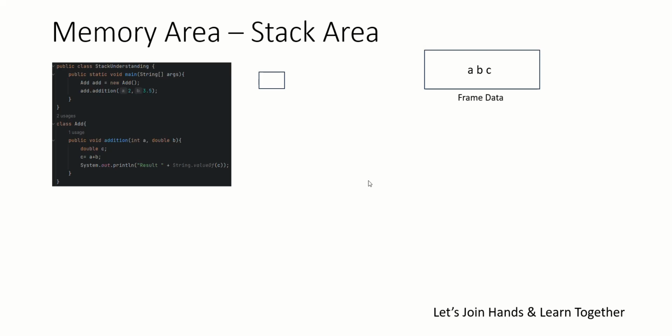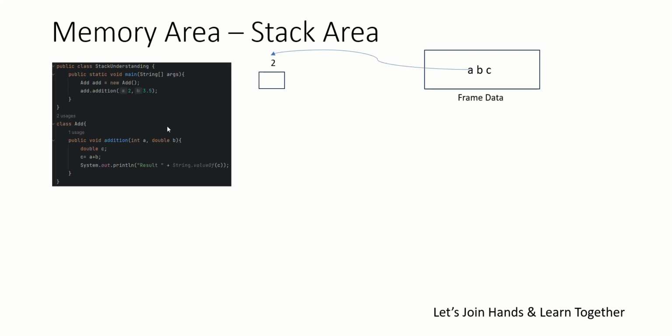Since we have integer a, this will take 4 bytes, right? As I already told, in the local variable array each entry will take 4 bytes. Integer takes exactly 4 bytes. It stores 2, because we are passing 2 to the addition function as the first parameter. That's what happened.